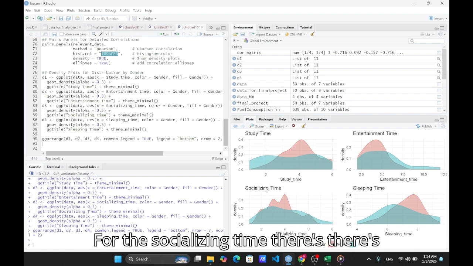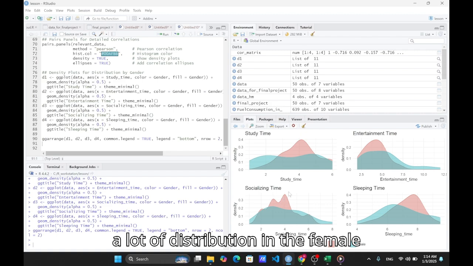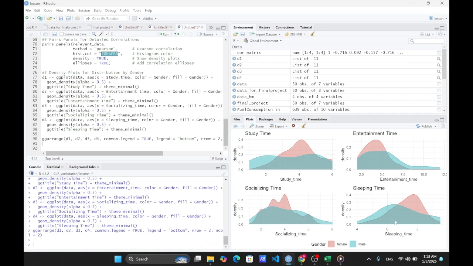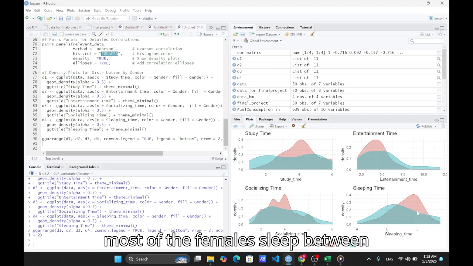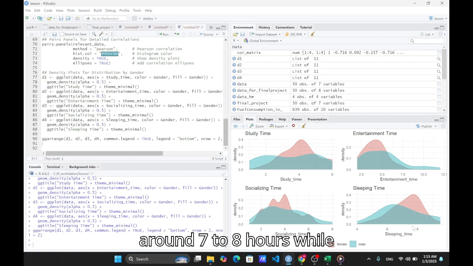For the socializing time, there's a lot of distribution in the females, because some females spend around 3 hours for socializing, while some females spend 4 hours. But for the male students, they distribute equally, so they spend around 3 hours for socializing. In the sleeping time, most of the females sleep between around 7 to 8 hours, while the male students sleep around 6 hours.